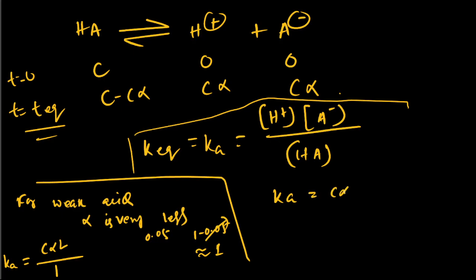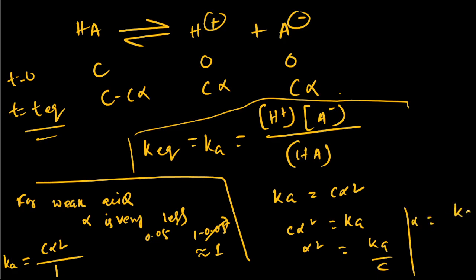So Ka equal to C alpha square. Alpha square equal to Ka by C, and alpha will be equal to the square root of Ka by C. So this is given by Ostwald's law. Ostwald dilution law says that alpha is inversely proportional to the square root of concentration, or the degree of dissociation is directly proportional to the square root of dilution and inversely proportional to the square root of concentration.